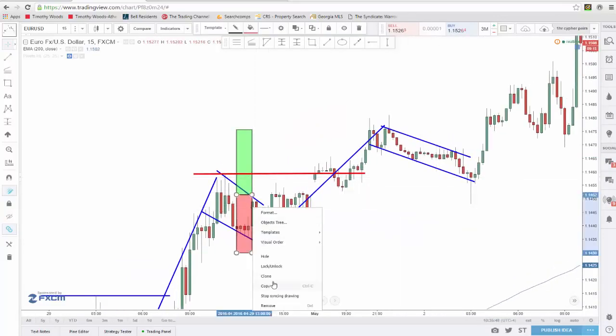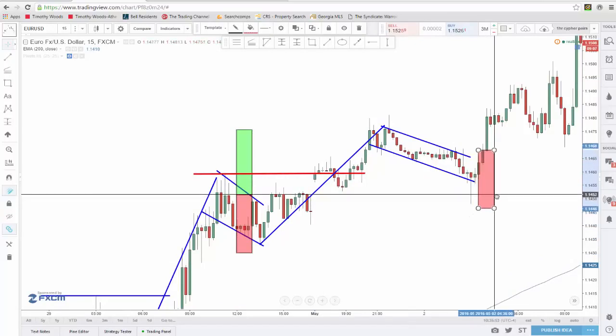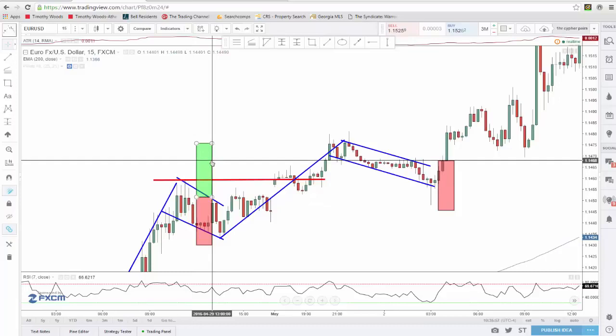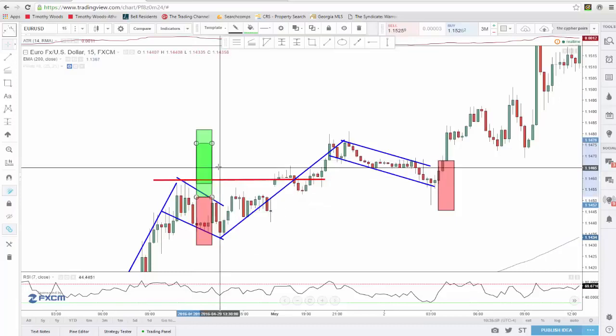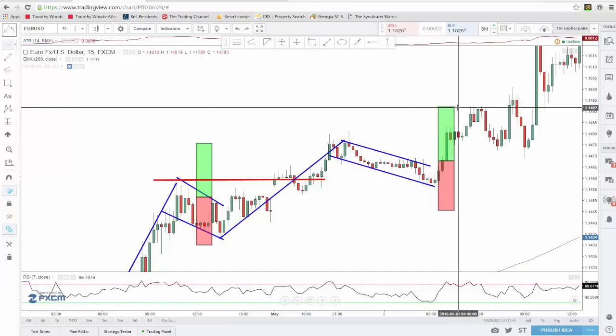Now stops again below our previous swing there, and targets, assuming we're taking targets at a 1-to-1, close to where they're at already.